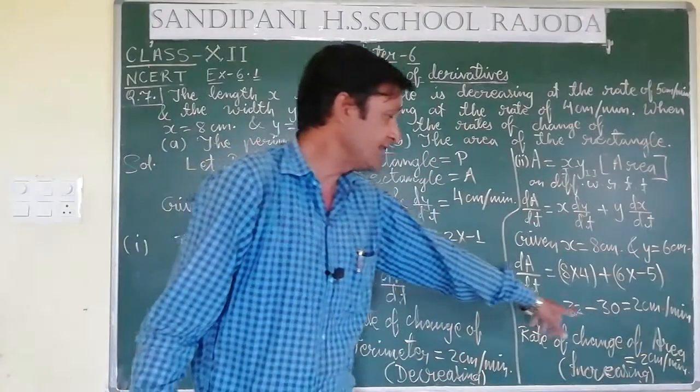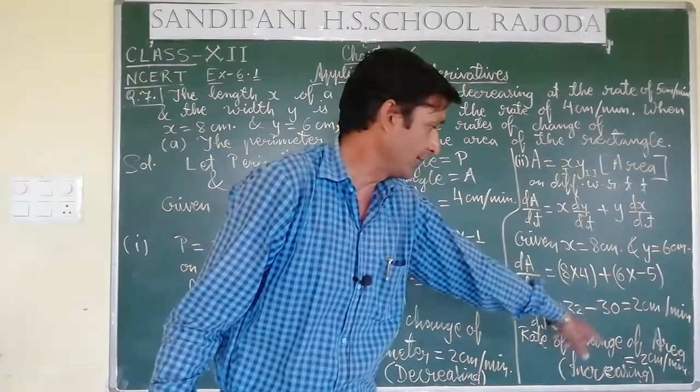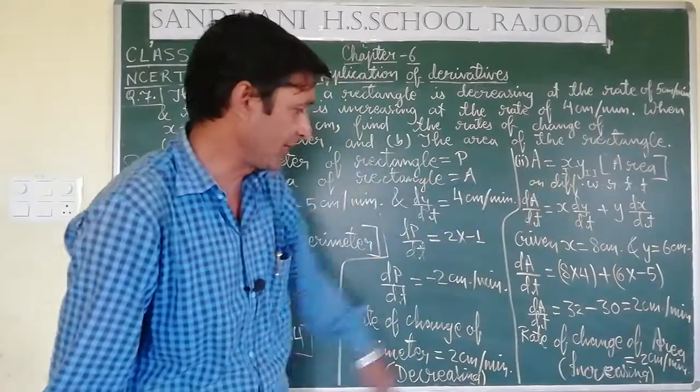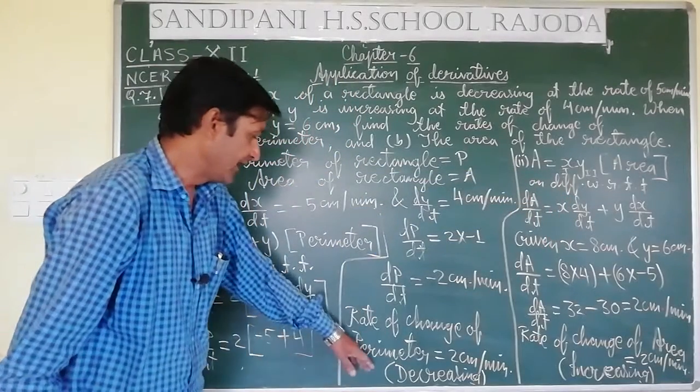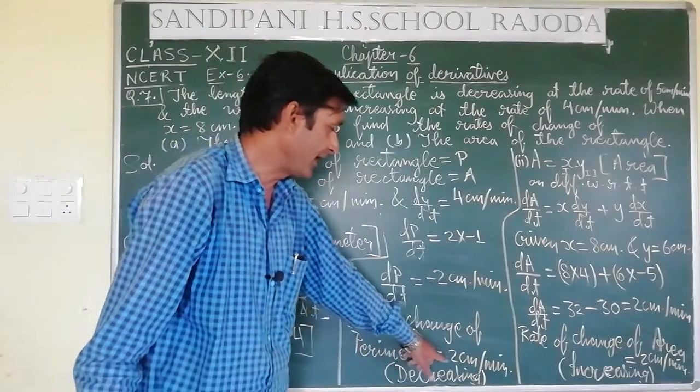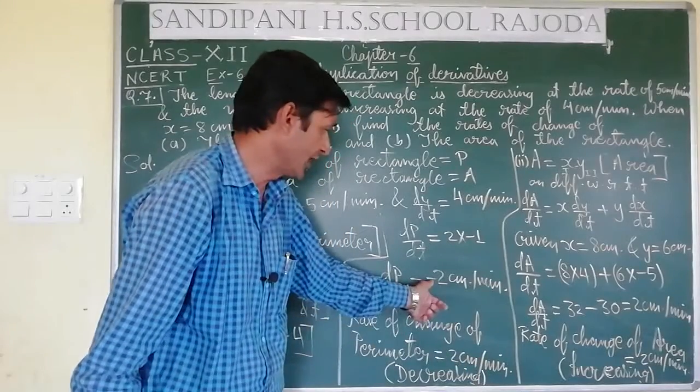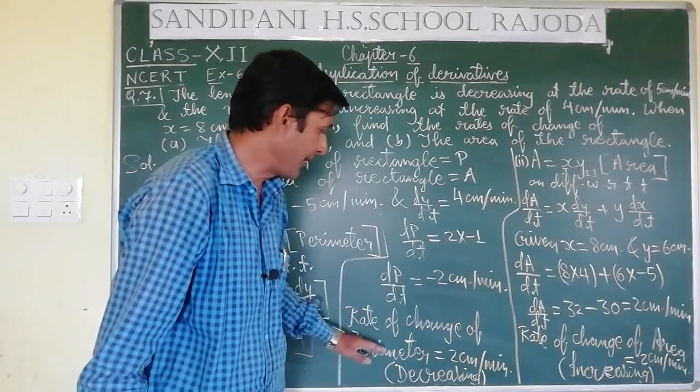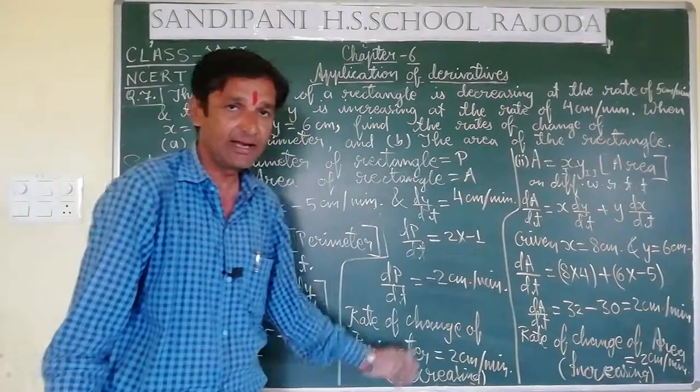मीन्स एरिया इज इंक्रीजिंग बाय 2 सेंटीमीटर पर मिनट, मतलब 1 मिनट में उसका एरिया 2 सेंटीमीटर बढ़ता है, और पेरीमीटर इज डिक्रीजिंग बाय 2 सेंटीमीटर पर मिनट, क्योंकि यहाँ माइनस साइन था, तो इसका पेरीमीटर 2 सेंटीमीटर पर मिनट से डिक्रीज हो रहा है.